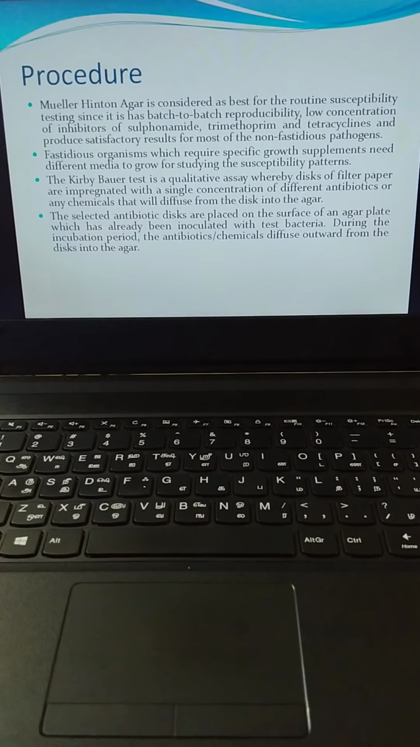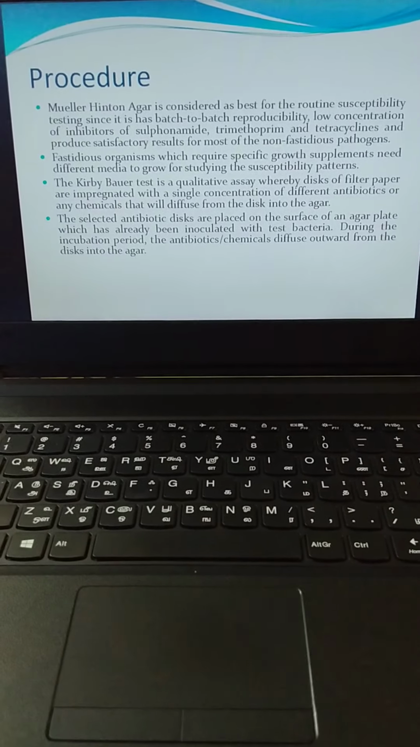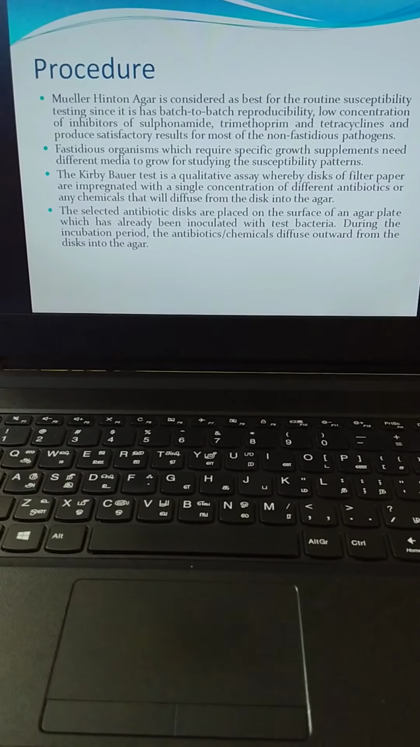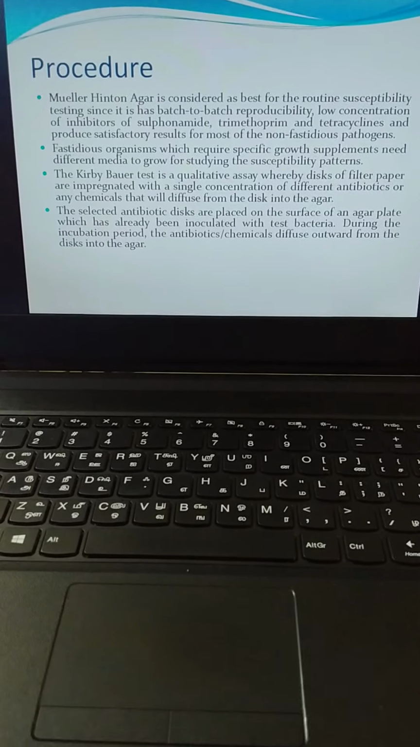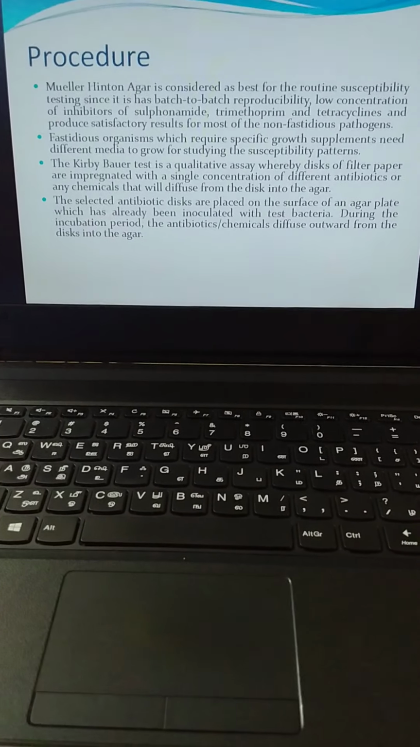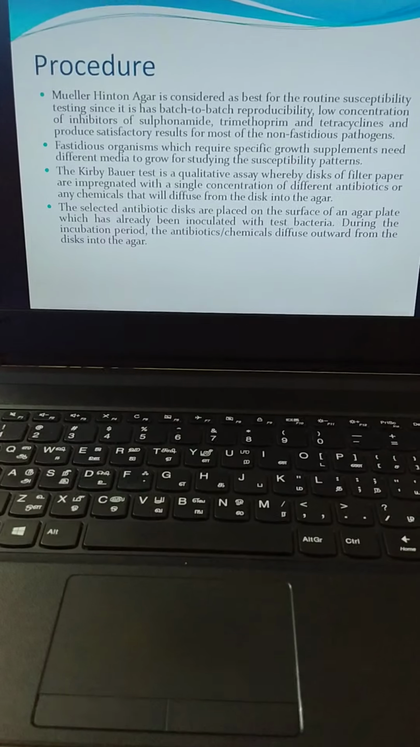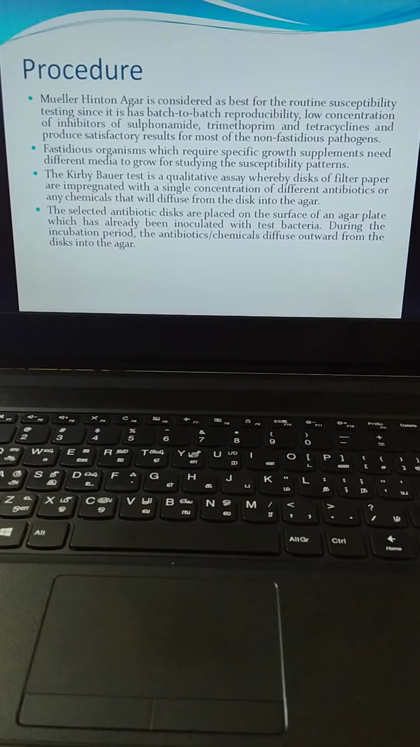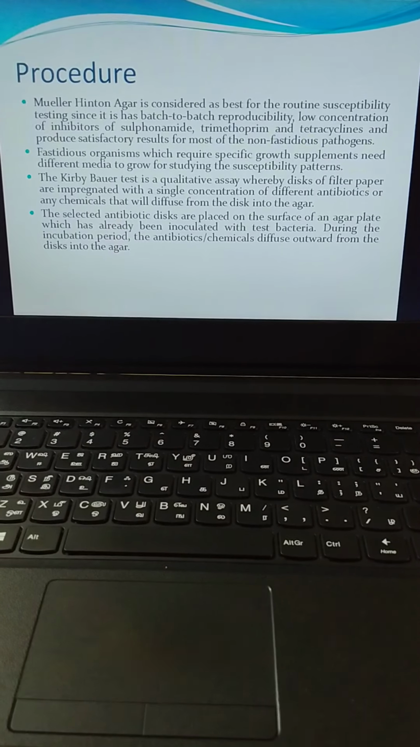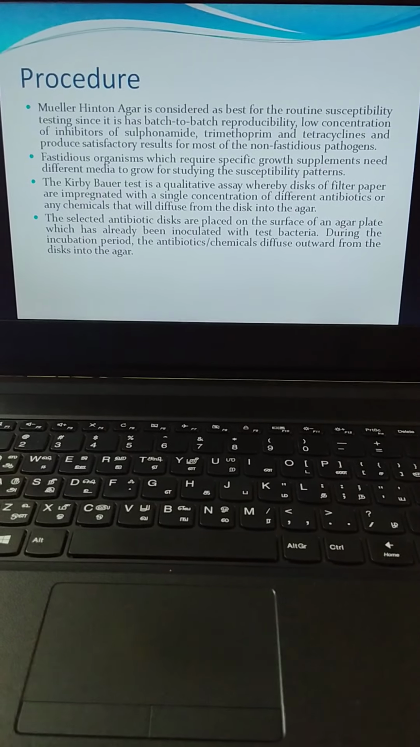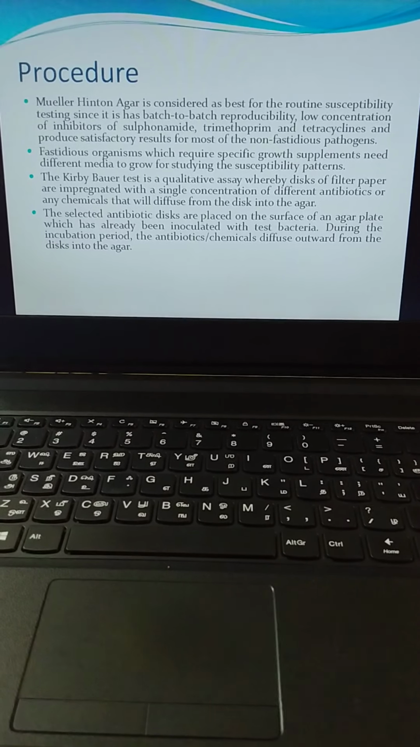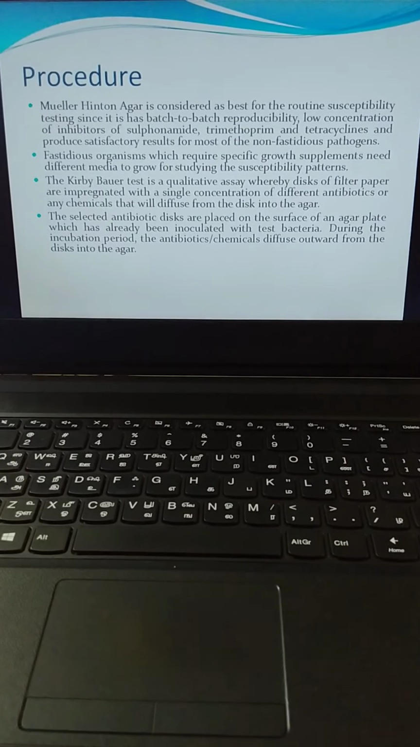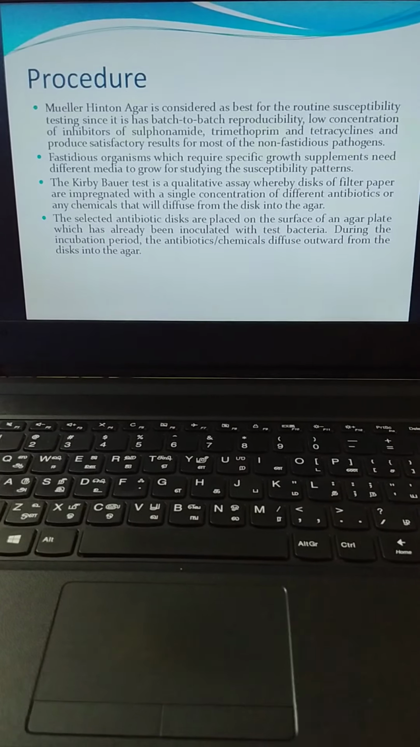Fastidious organisms require a specific growth supplement, based upon the different media, to grow for studying the susceptibility pattern. There is one other test that is being used. It is called the Kirby-Bauer test, which is a qualitative test whereby discs of filter paper are impregnated with a single concentration of different antibiotics or chemicals that will diffuse from the disc into the agar.